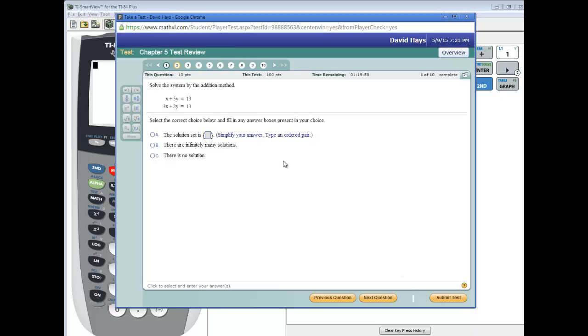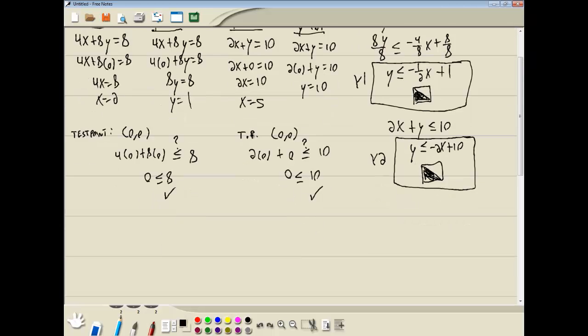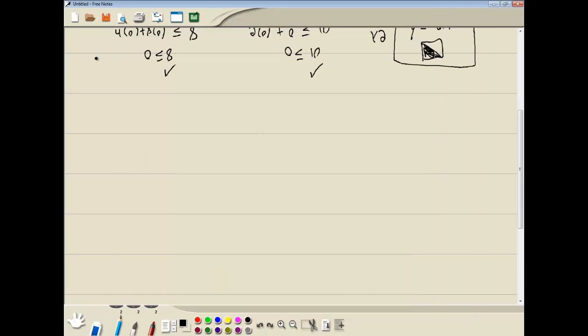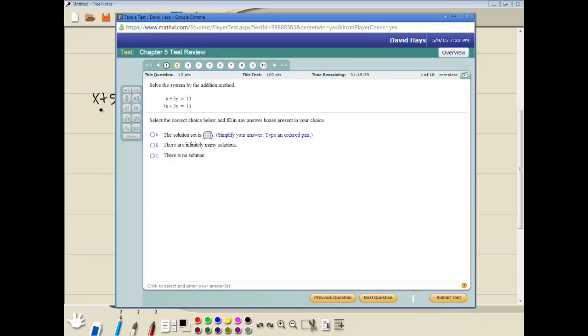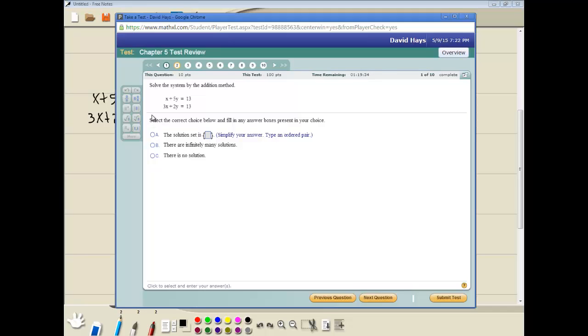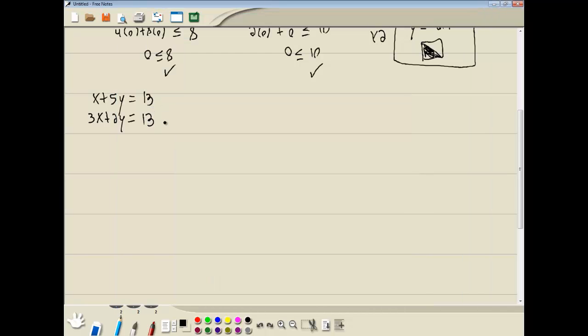Okay, solve this system by the addition method. So we got x plus 5y is equal to 13, and 3x plus 2y is equal to 13. First I'll do it by the addition method, then I'll show you how to do it on the calculator. With the addition method, we want to add together the x's, the y's, and numbers, but we want one of the variables to be eliminated.